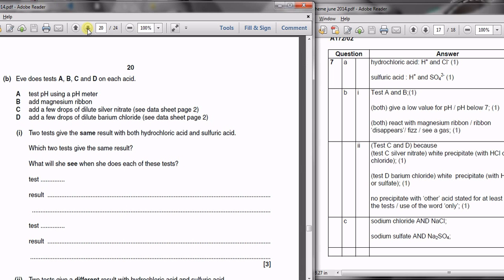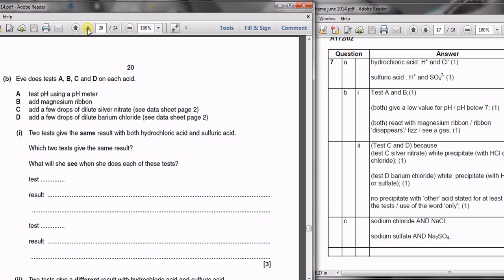Part B gives you a number of tests that can be done on each acid. Part 1 asks you which 2 tests will give the same result for both the hydrochloric acid and the sulfuric acid. Okay, so the first of these will be the test to test the pH using a pH meter. Both will be acidic, and so with a pH meter you'll get a pH below 7, so in the range of 0 to 6. Both acids will also react with magnesium to give hydrogen gas.